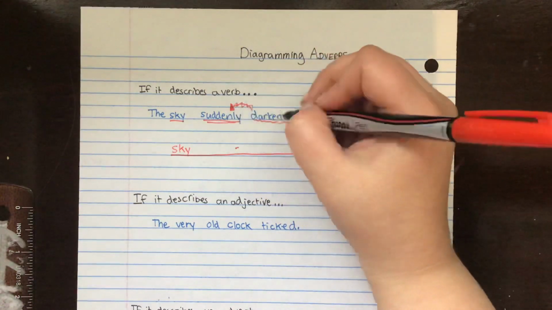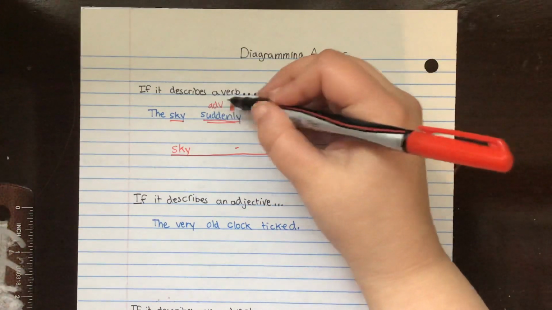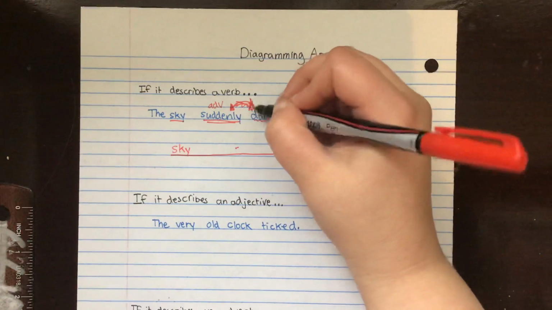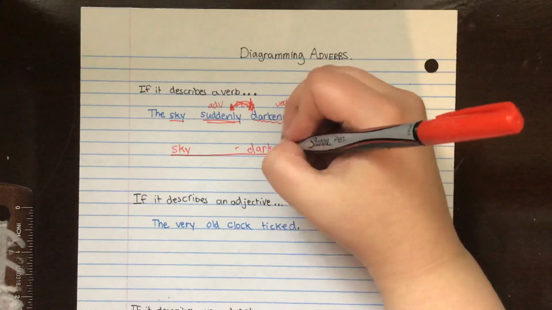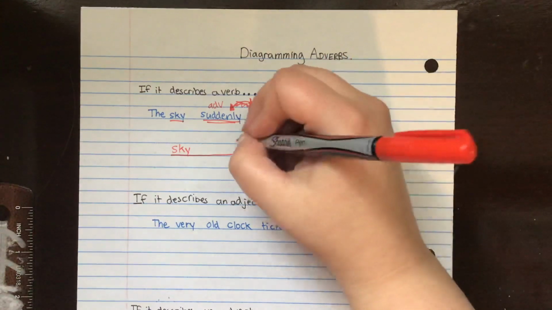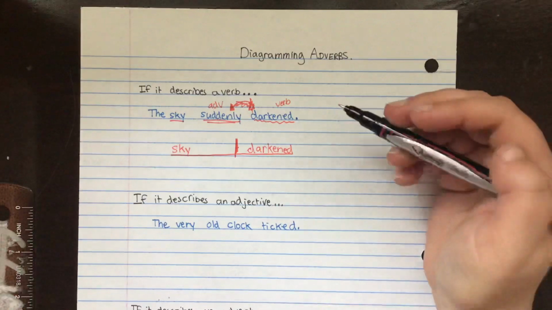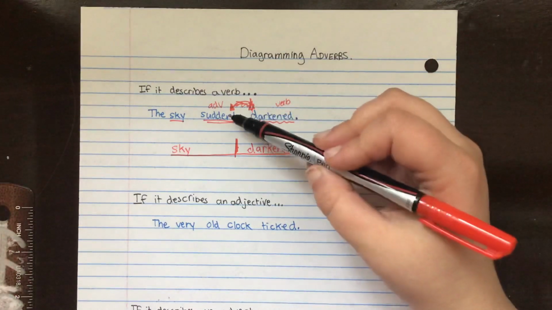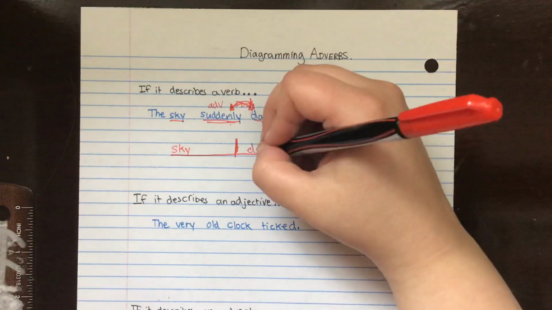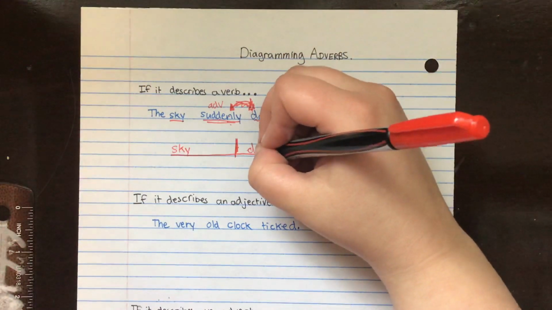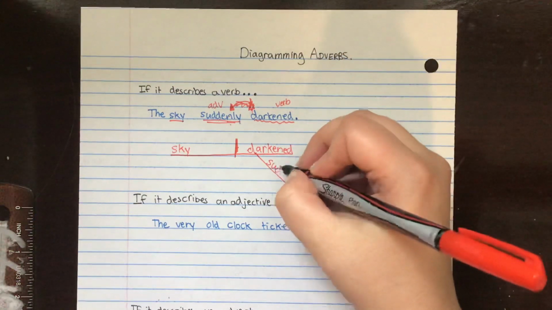Darkened is the verb. Suddenly is the adverb. So what's the sky doing? It's darkening. So I put darkened here. I have my noun, I have my verb. Now, suddenly is my adverb. It describes my verb. So I create a little line coming off from my verb, and that's where I put my suddenly.